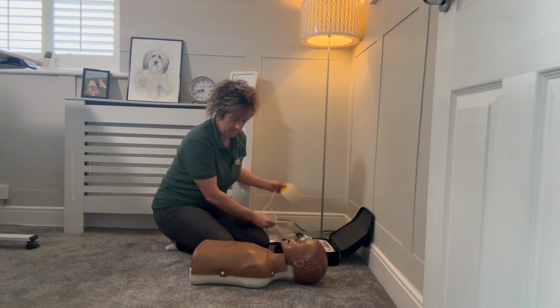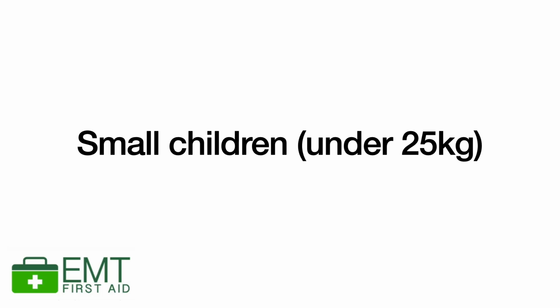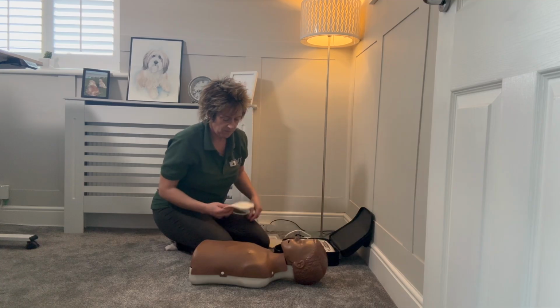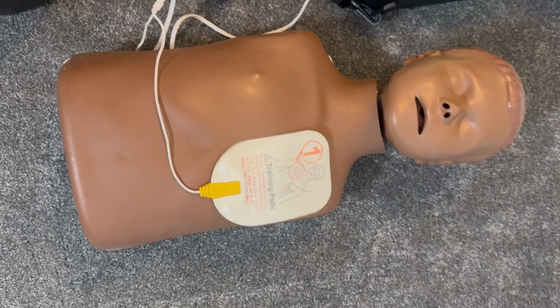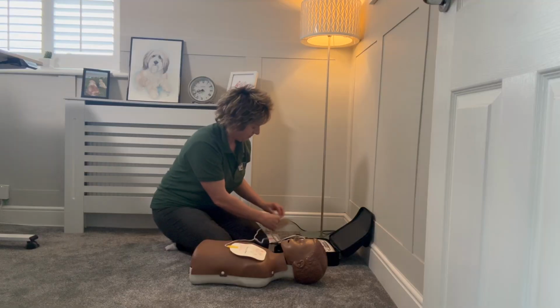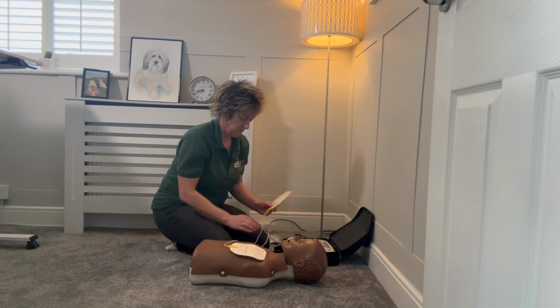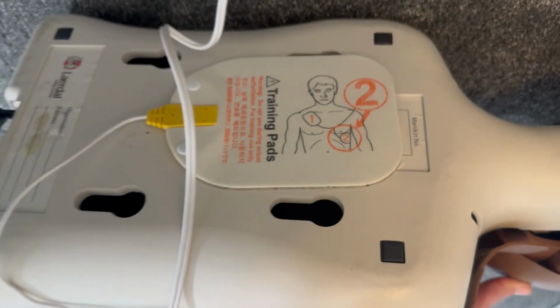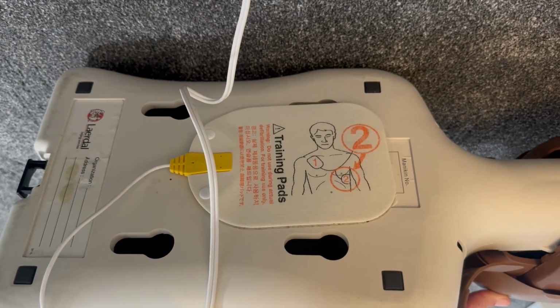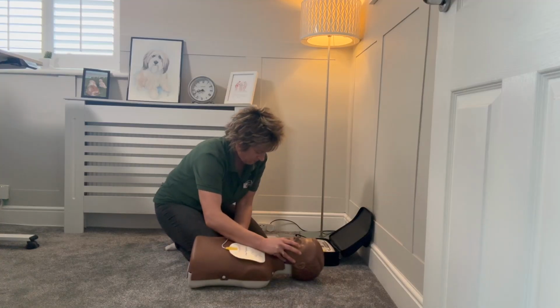Now, pad placement in children and adolescents depends on their size, not just their age. If a child is small, which is normally roughly under 25 kilograms, under 8, we're going to use a front and back position. So that means the first pad we're going to place on the front of the chest, slightly to the left of the breastbone, and then the other one is going to go on the back between the shoulder blades. This helps the electrical shock pass directly through the heart in a smaller chest and prevents the pads from touching.